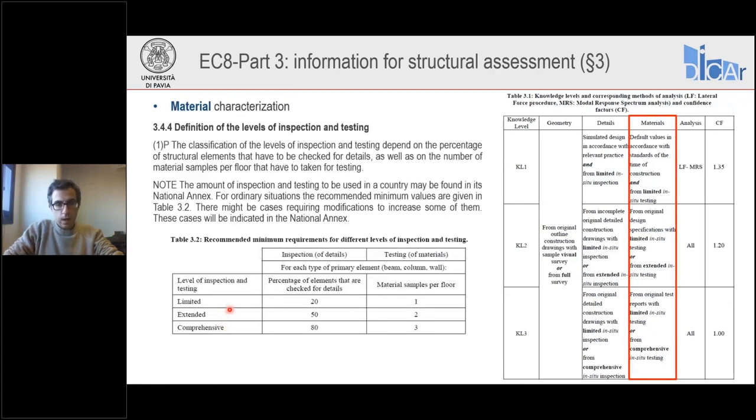The differences between the three levels of inspection, limited, extended, or comprehensive, are somehow quantified in this table 3.2. Here you can see that for the different levels of inspection, you are required to check a certain percentage of elements in case of the inspection of details. This percentage is increasing, moving from limited to comprehensive inspections. The same for the material tests. You are required to test a number of samples per floor, which is increasing from 1 to 3, moving from a limited test inspection to a comprehensive one.